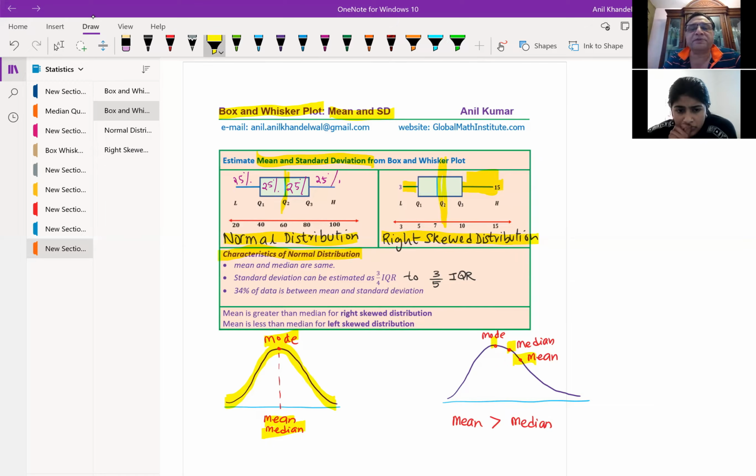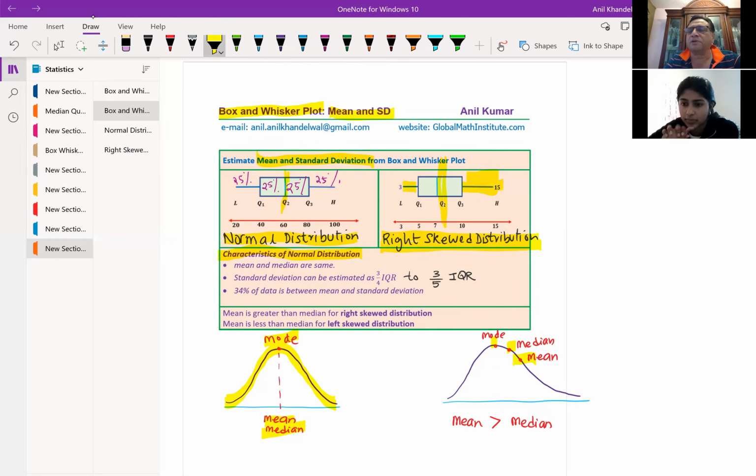So now it becomes difficult to find the mean and then the standard deviation from the given box and whisker plot. So we really need to estimate and then figure out by how much this mean should shift towards the right when we are talking about a right skewed distribution. Does it make sense to you? Correct? So that's very important.